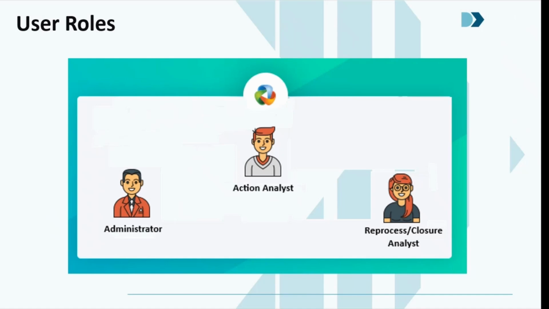ensuring that every user sees and does only what they are responsible for. Let's look at the key roles within the system and how each contributes to streamline error handling. So, our ERT application has three roles in the system: administrator, action analyst, and reprocess or closure analyst. Let's have a closer look at what each of these roles do.